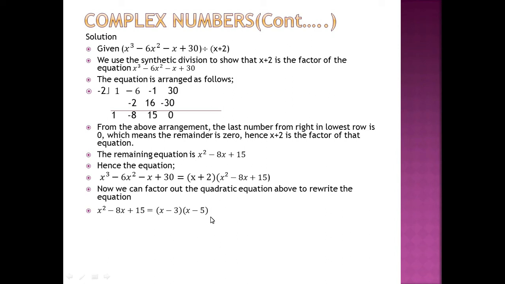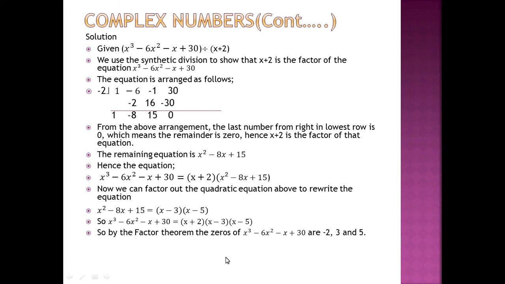Now, so x cubed minus 6x squared minus x plus 30 is equal to x plus 2, the first factor, times x minus 3, times x minus 5, the last one. So by the factor theorem, the zeros of the equation are negative 2, 3, and 5.